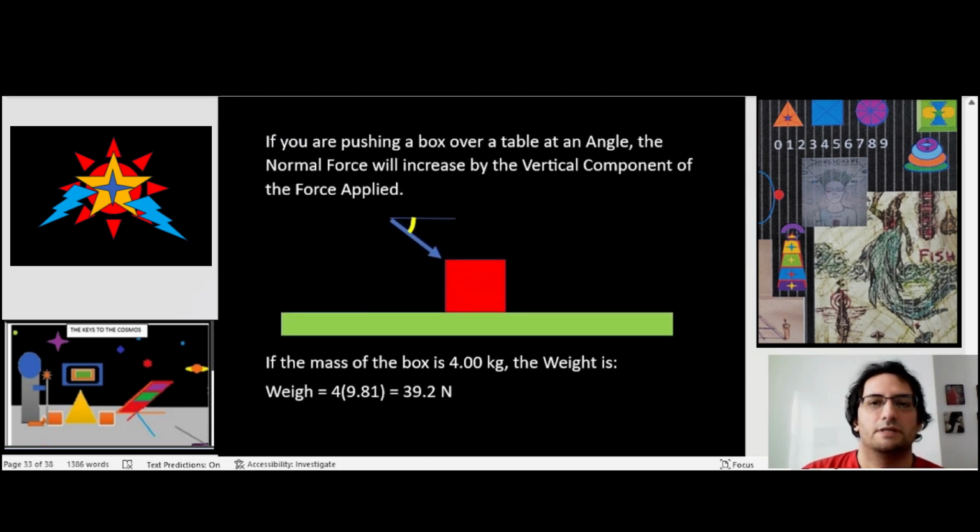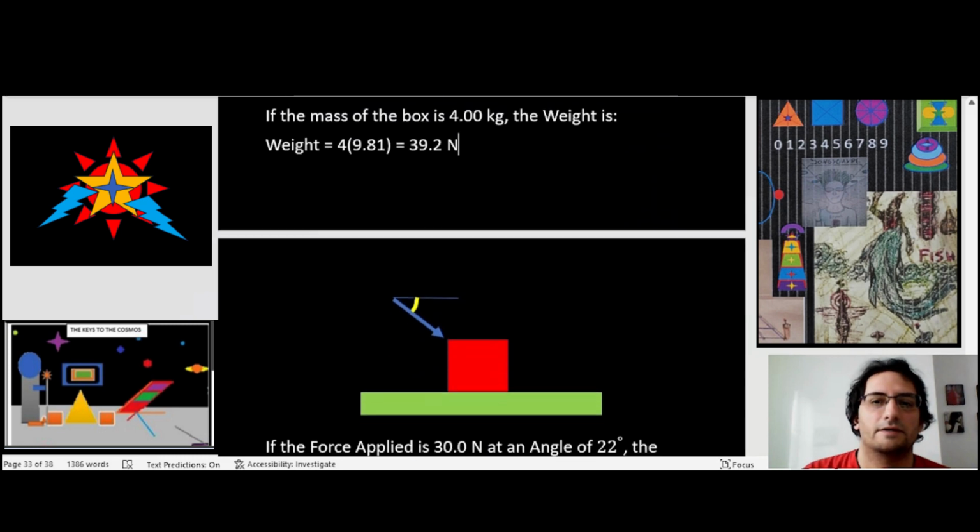If you are pushing a box over a table at an angle below the horizontal, like here, the normal force will increase by the vertical component of the force applied, because you're exerting a force down. If the mass of the box is 4 kilograms, the weight equals 4 times 9.81, which equals 39.2 newtons. So that's the weight of the box.